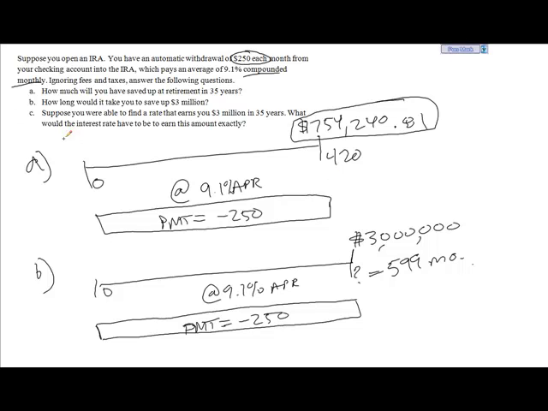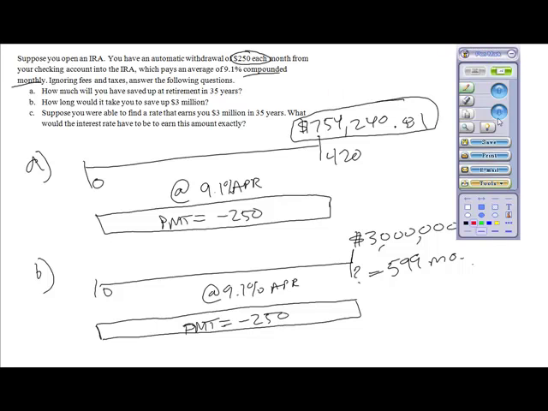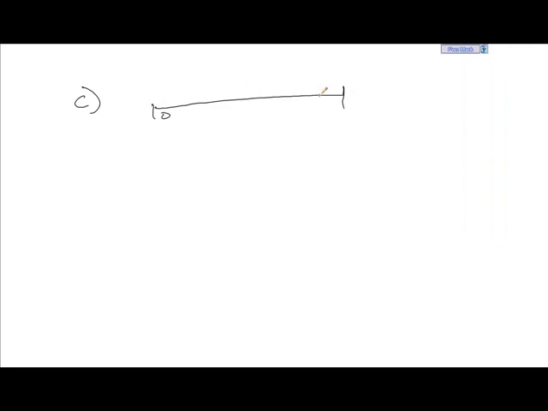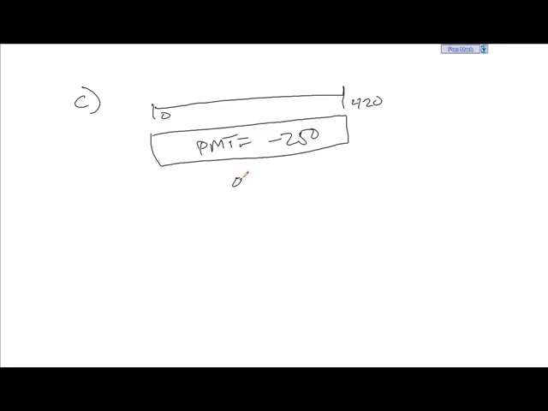On letter C, we're saying, well, suppose that instead I could find a better rate, and I still wanted to earn my $3 million in 35 years, so my time's fixed, my future value's fixed. What would the interest rate have to be to earn this amount exactly? So what I know in part C is I have a time interval of 0 to 420 months. I am still set on making my monthly payment. I don't think I could put in more. Maybe I'll just do 250. And now I just don't know what the APR is going to be.